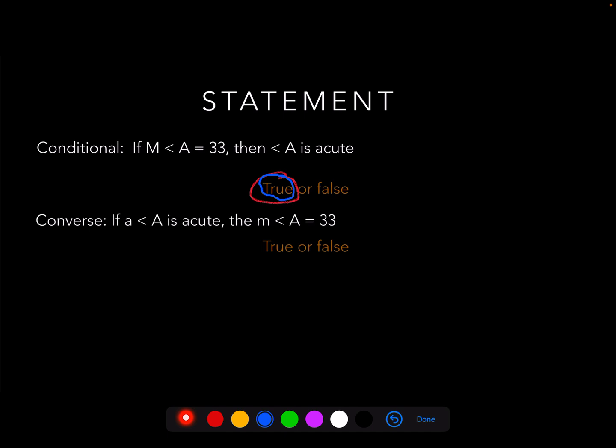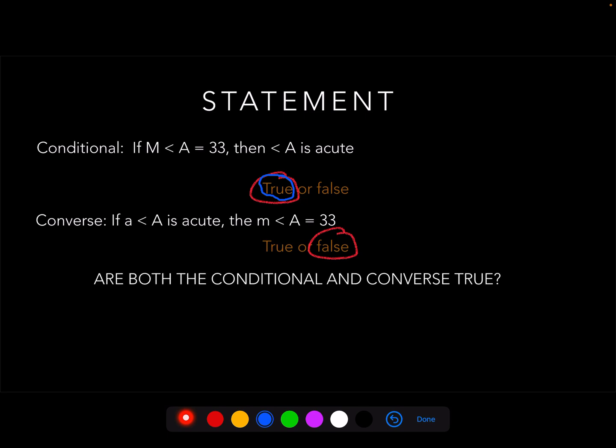Remember, in order to prove something false, one counterexample is all you need. Is a 45-degree angle acute? Yes. Okay, so this says if it's acute, it has to be 33 degrees. Does it have to be 33 degrees? No. So this is false. Okay, so that's a false statement.